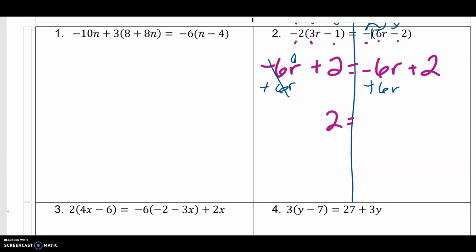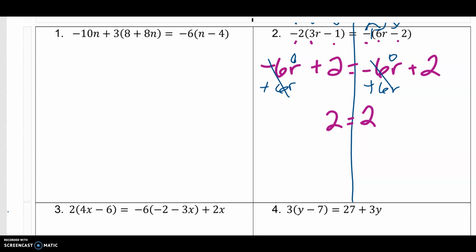On the right side of my equation, the same thing happens. -6r plus 6r is 0. So I have 0 plus 2 over here also. And I don't have any more variables in my equation. They have all canceled out. They're all gone. So that's what happens. That's one of our special cases. In the process of working through all of our steps, we lost all of the variables.